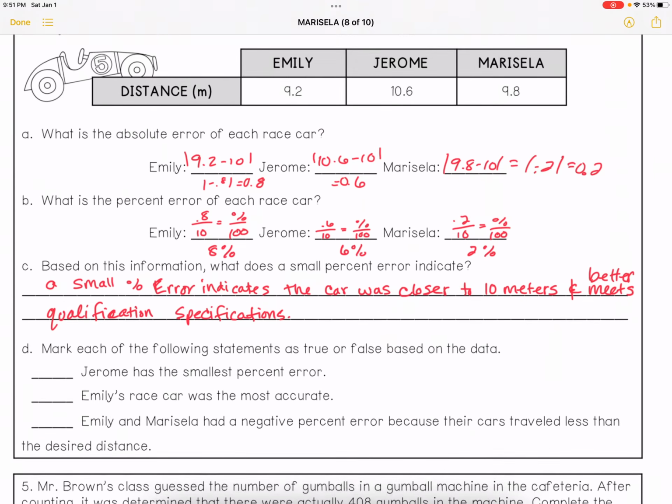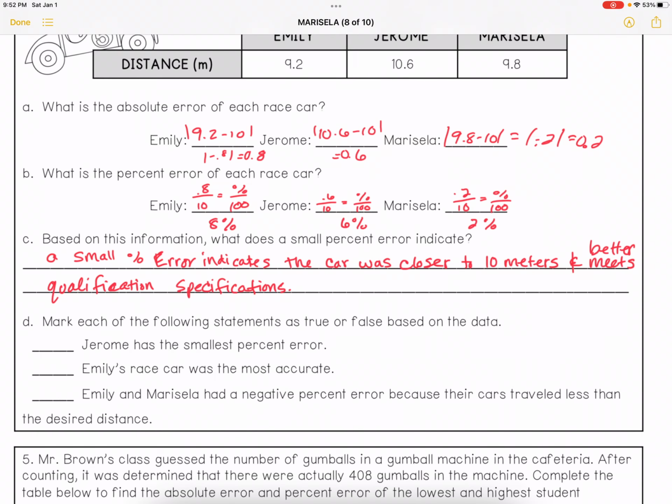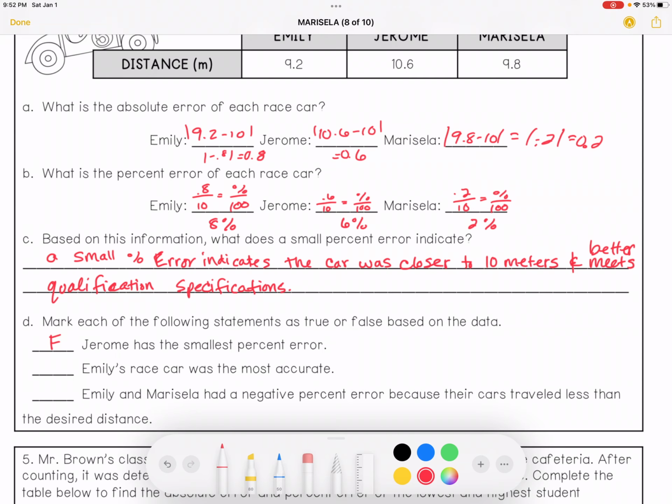Okay, mark each of the following statements as true or false. Based on the data, Jerome has the smallest percent error. False. Maricela does. Emily's race car was the most accurate. False. Maricela's was, because she has the smallest percent error. She was only off by 2%, where Emily was off by 8%.